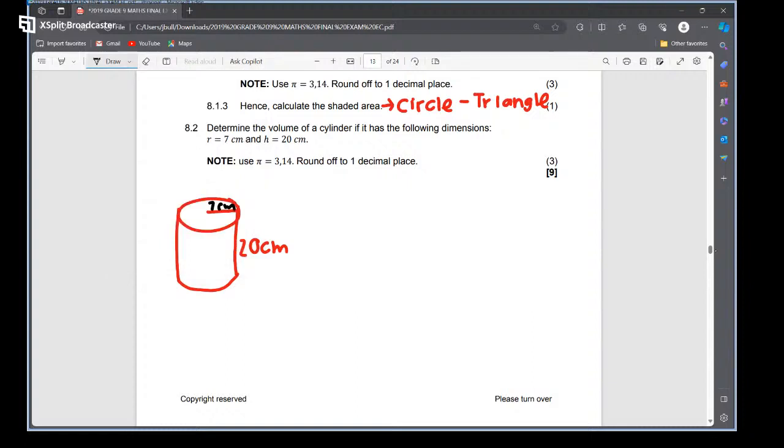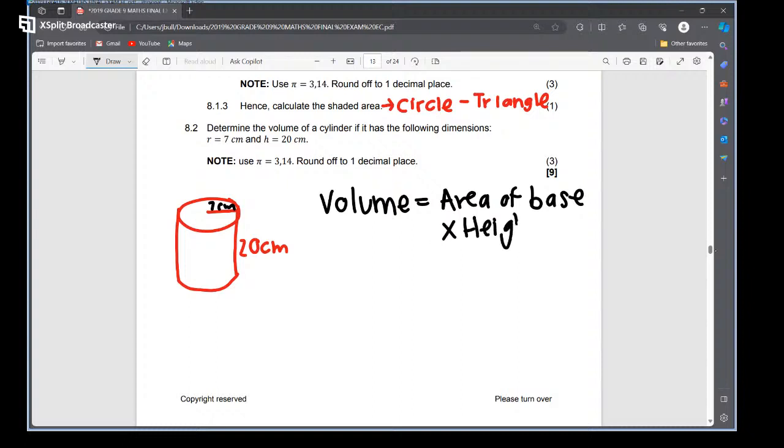The important thing with volume, how I like to remember volume, is the volume of any 3D shape is the area of the base, so the area of the bottom or the top, and then times the height. Which is quite a nice way of remembering because some of these formulas get quite crazy. So in this case, the base is a circle. So we're going to say the area of the circle and then times it by the height.